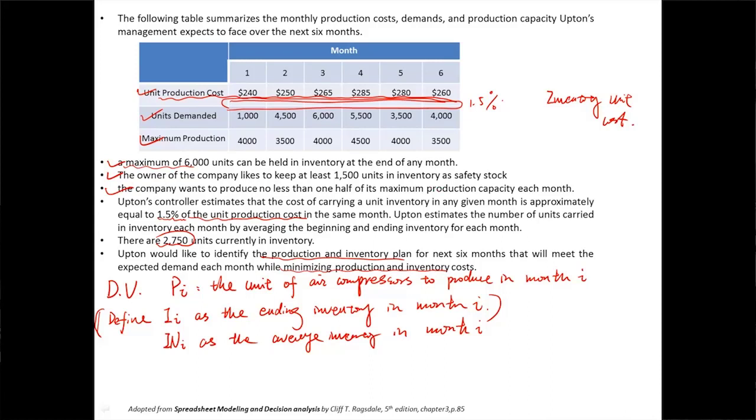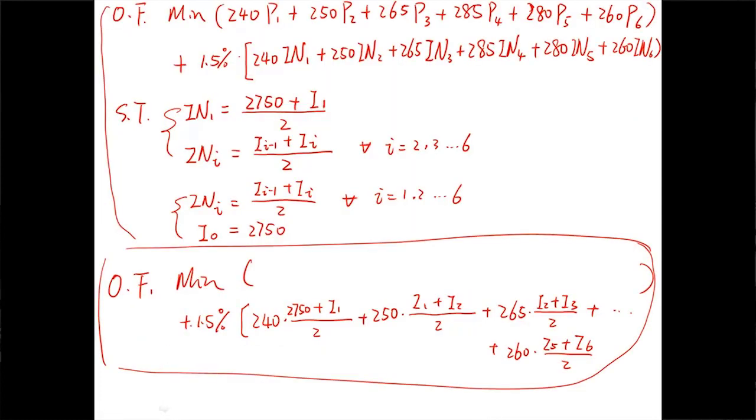Okay, and we've already talked about this. That's calculating the inventory cost. Done. We use this value. Done. We did use this to define the decision variable and the objective. Okay. So that's the model for this problem.